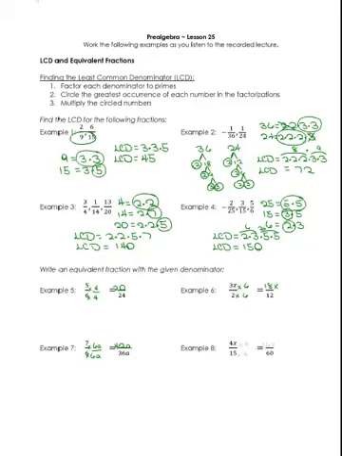For number 8, I've got a denominator of 15. I want it to be 60. 15 times 4 will give me 60. So I must multiply the numerator times the same thing. The numerator of 4x times 4 is 16x. So it would be 16x over 60 would be my equivalent fraction.